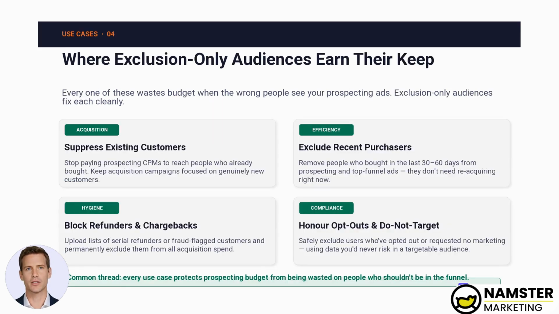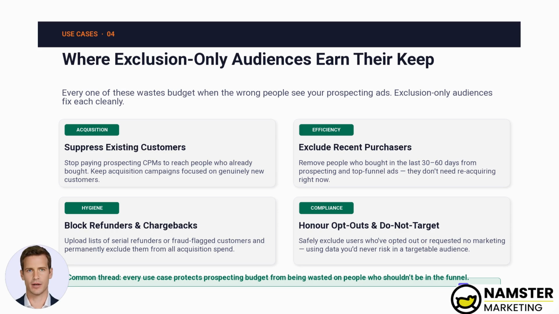Where do these audiences earn their keep? We see four primary areas. In acquisition, they stop you from paying prospecting CPMs for people who have already bought, keeping campaigns focused on genuinely new customers. For efficiency, you can remove recent purchasers from top-funnel ads. They don't need reacquiring right now. Regarding hygiene, they allow you to block serial refunders and fraud-flagged accounts from all future acquisition spend. Finally, for compliance, they offer a secure way to honor opt-outs and do not target requests using data you'd never risk in a targetable audience.